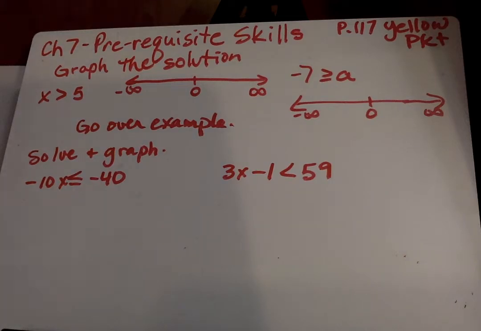Hello students, today we are going to be going over Chapter 7 Prerequisite Skills. This is page 117 in your yellow packet.